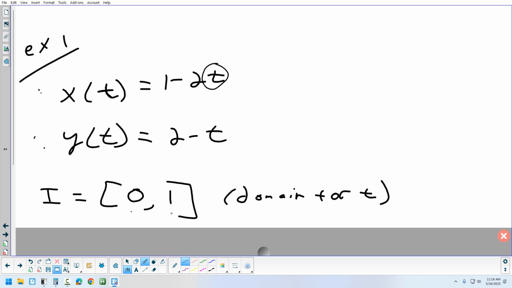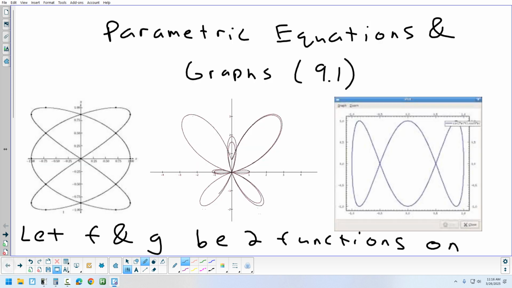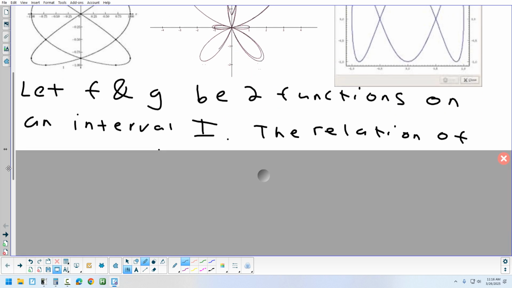Right? So in this particular problem, the interval that you are allowed to plug in here and here is any number that you want between 0 and 1. Mathematically, could you plug in 5 here and do 2 minus 5? Sure. But they don't want you to plug in 5. They only want you to plug in numbers on the interval from 0 to 1. So that interval will be given to you anytime we do a parametric problem. Okay, so that's what I mean by interval.